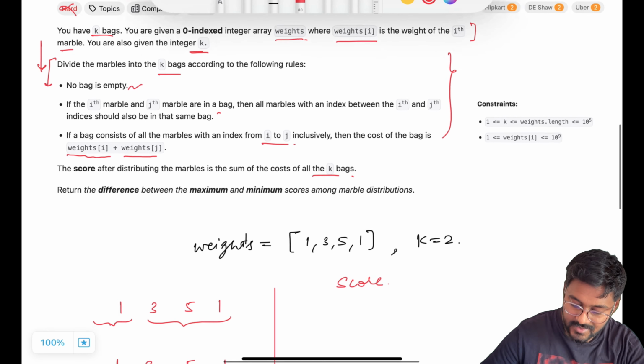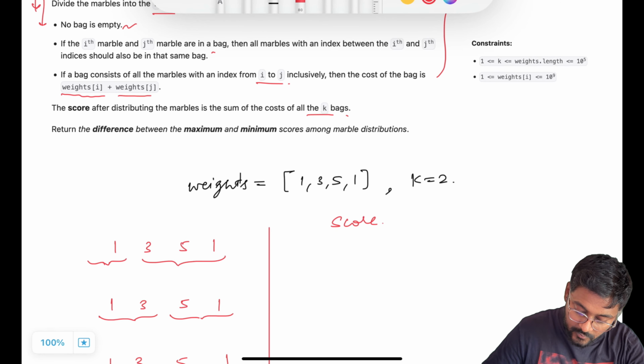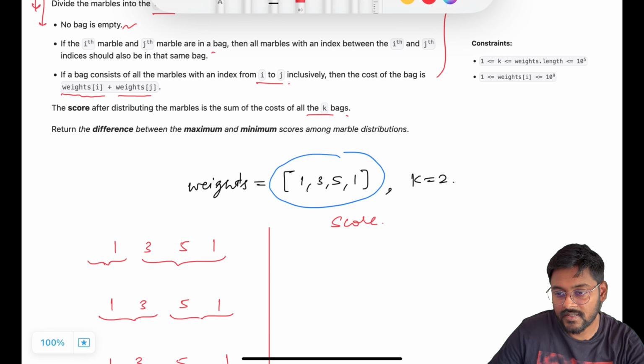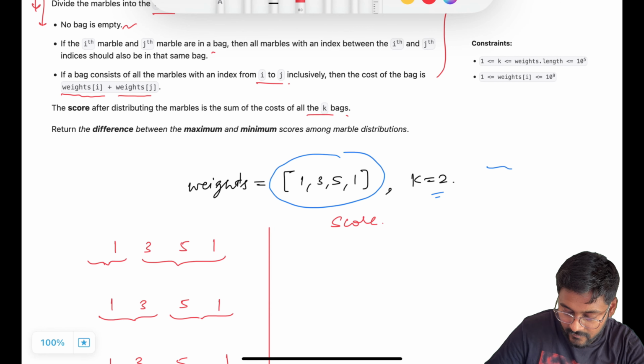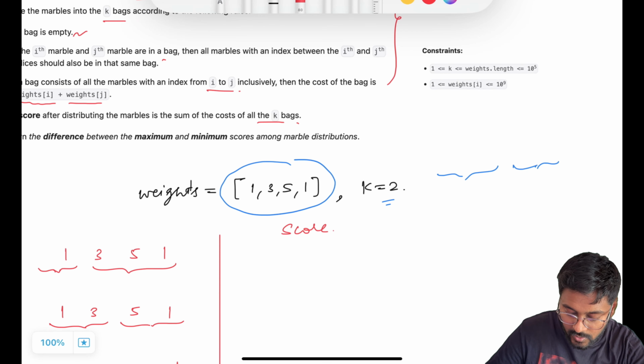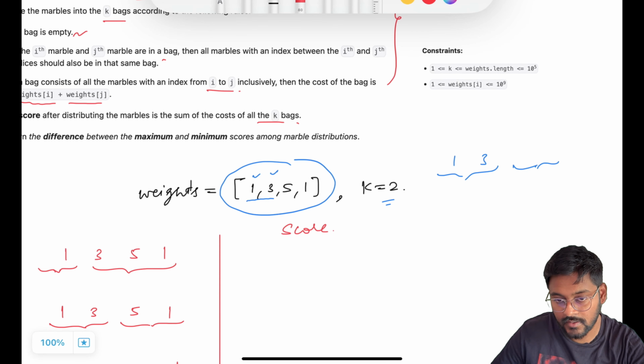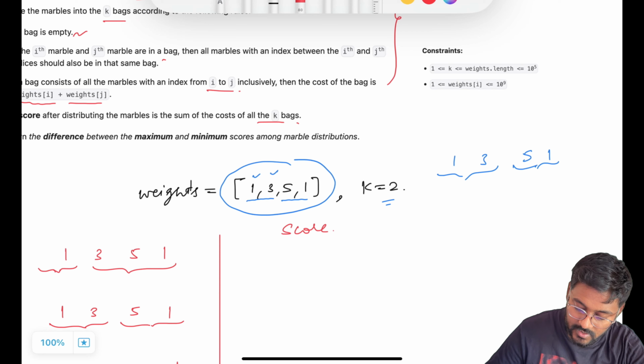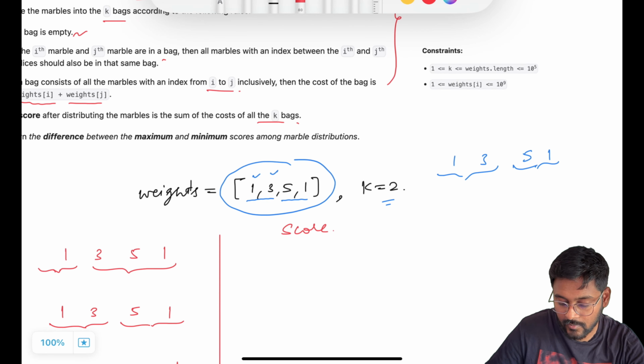Okay. Firstly, let's try to understand the problem statement. The weights are given to us, and they are asking us to divide these weights into k bags. Let's say this is bag 1 and this is bag 2. We have to divide in such a way that, let's say I pick two indices, i and j, I have to pick that subarray, i to j inclusively, and put it in that bag. Then the remaining ones, 5 and 1, are placed in this bag. If there were a couple more elements, then they would also be in this part.